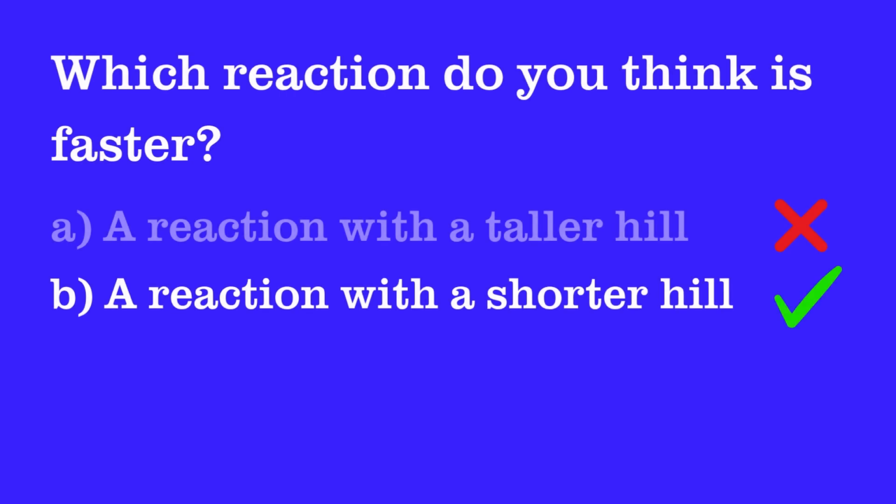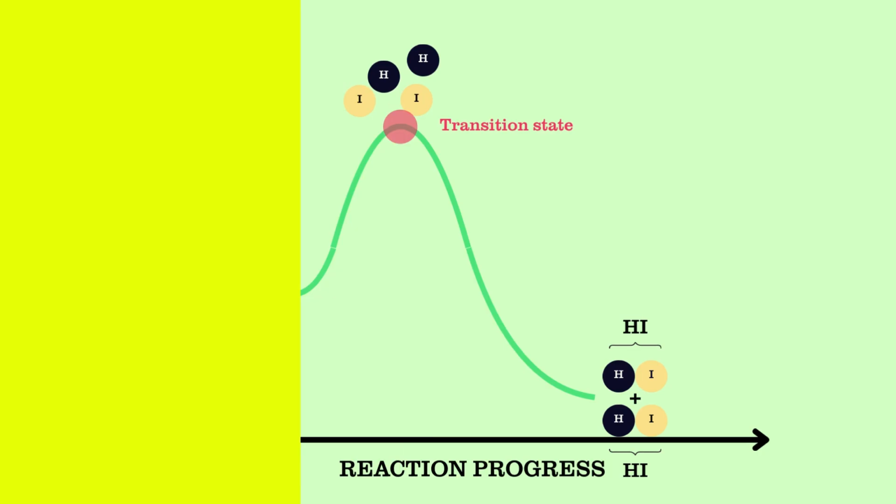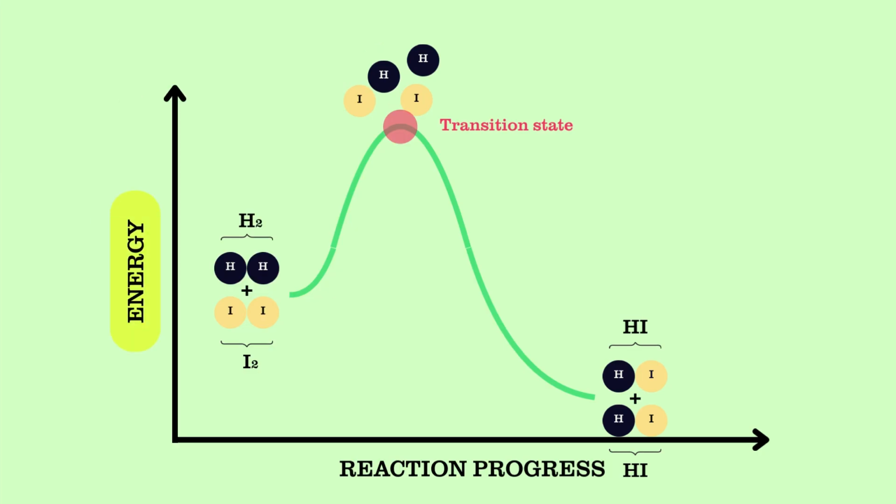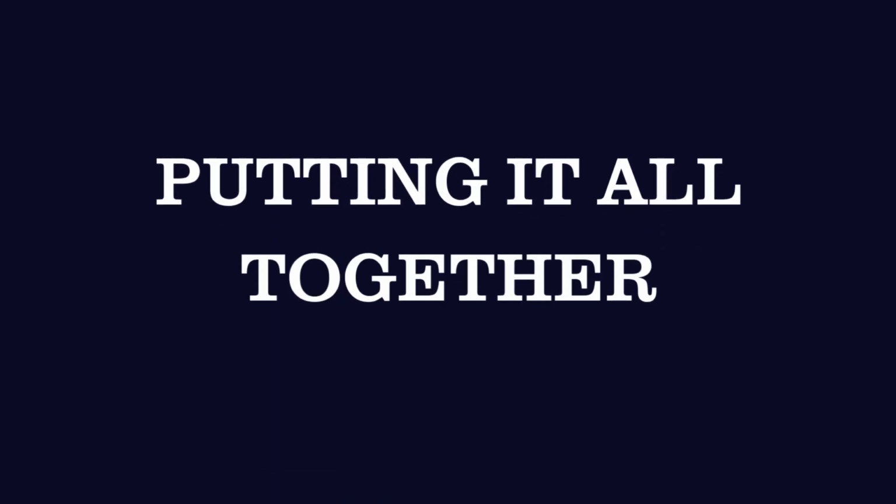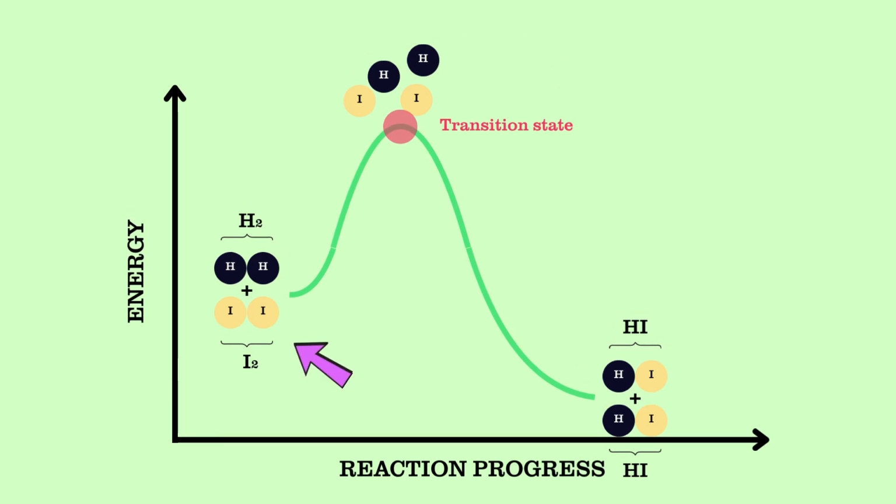On all energy diagrams, energy is on the vertical axis, and the reaction progress, or reaction coordinate, is on the horizontal axis. Putting it all together, the diagram shows where we start, where we peak, and where we end up. This tells us both how fast and how favorable a reaction is.